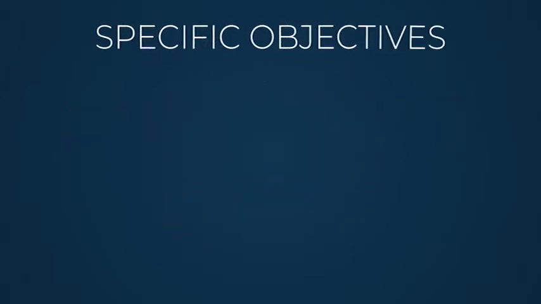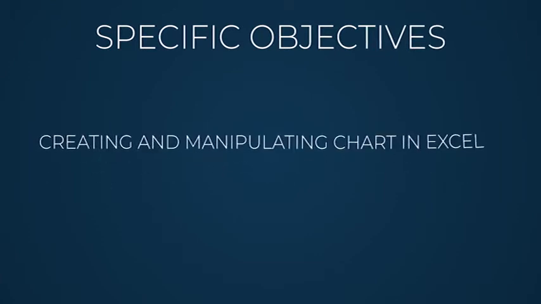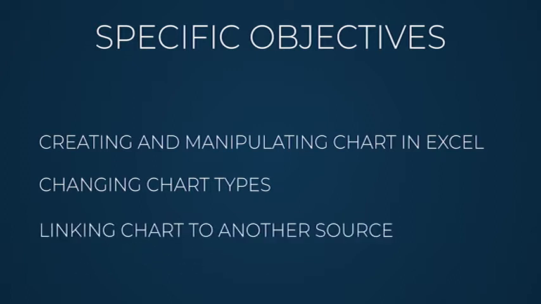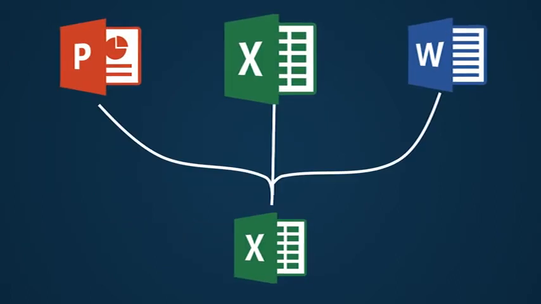Alright, so in this section, our specific objectives will be the following. Number 1, creating and manipulating charts in Excel, changing chart style, and linking charts to other sources. What I mean by linking a chart to other sources is linking your chart to something like Microsoft Word, a PowerPoint, or from one worksheet to another, or from one workbook to another. So we're going to see how you can do that.